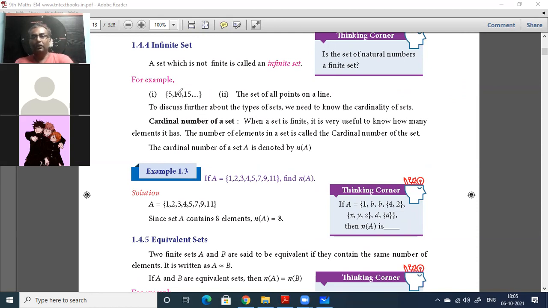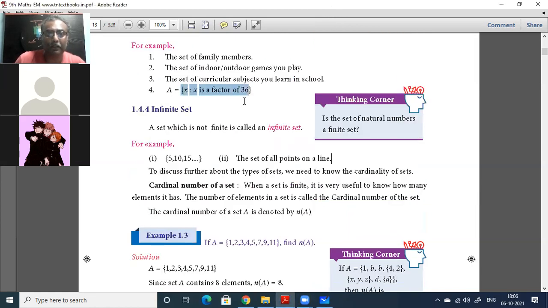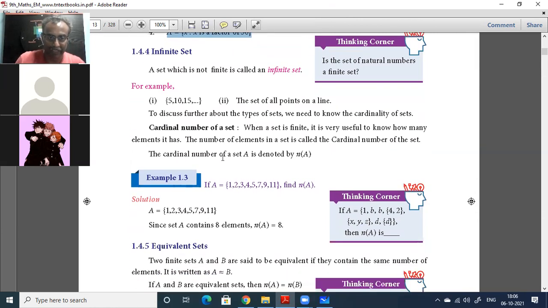That's all. So here, when you said the set of all x where x is a factor of 36, we said there are 9 elements in the set. So 9 is the cardinal number of set A. The cardinal number of set A is denoted by n(A). n(A) equal to 9.